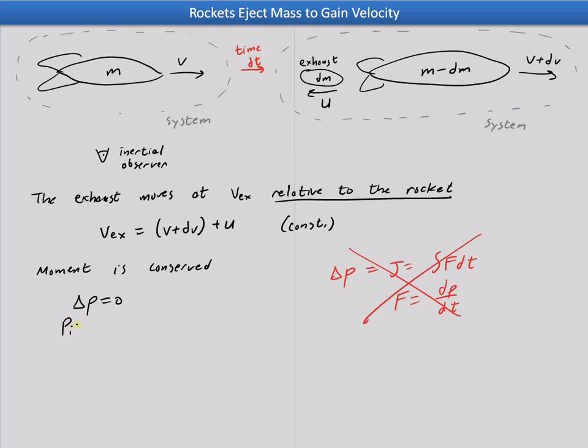So P initial is equal to P final, and P initial is equal to M times V. And P final has two pieces to it because we have the rocket and its exhaust. The rocket has momentum (m minus dm) times velocity (v plus dv), and the exhaust has mass dm and velocity u. u is to the left as I've defined it here, so actually we want to put in a minus sign, because u is drawn to the left.